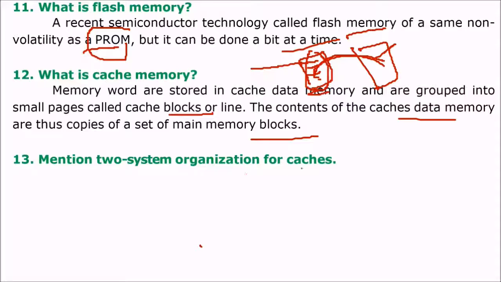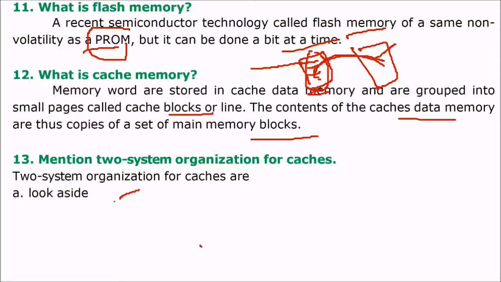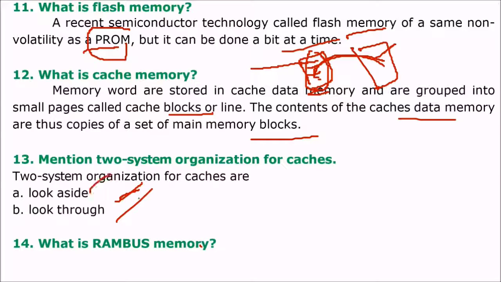Mention two system organizations for caches. There are two system organizations for caches. First is look aside, second is look through. Look aside and look through.